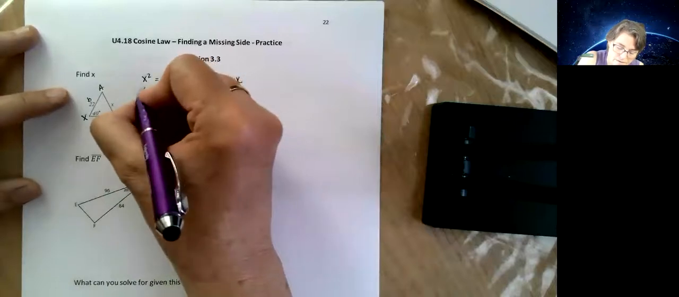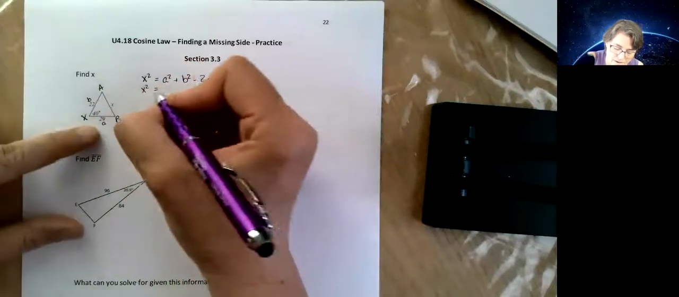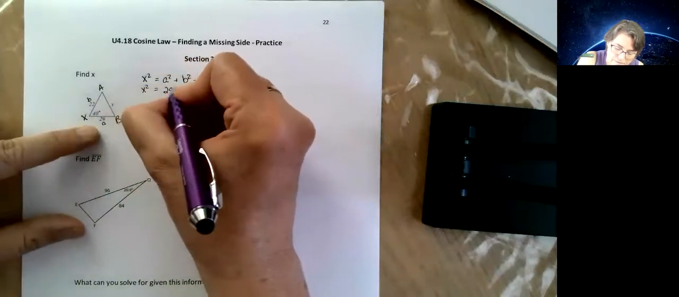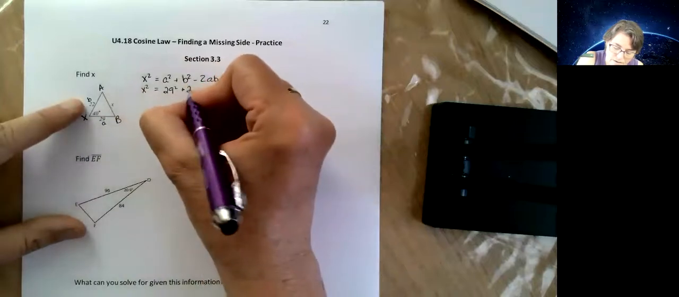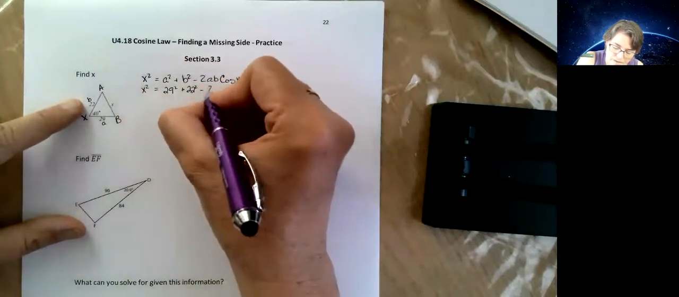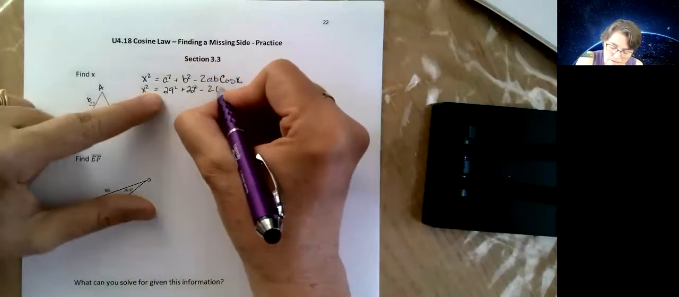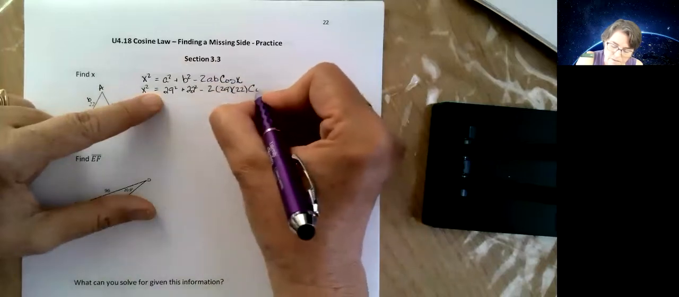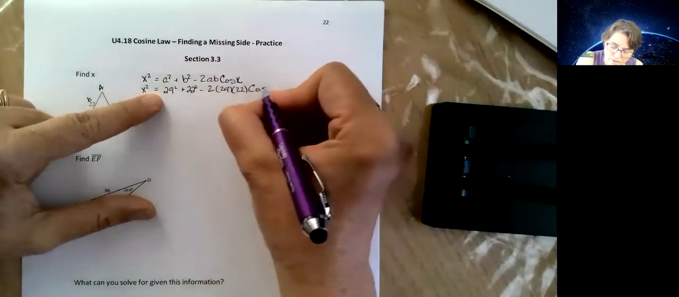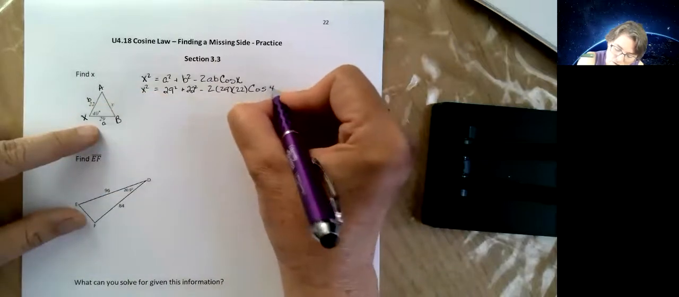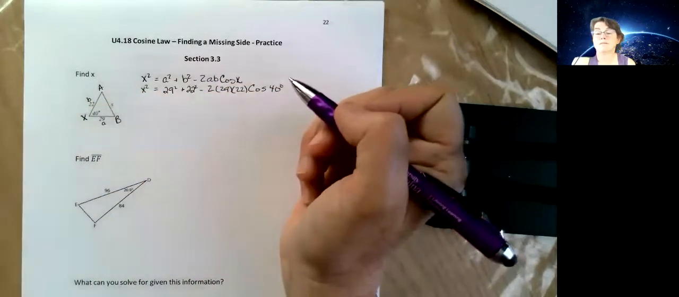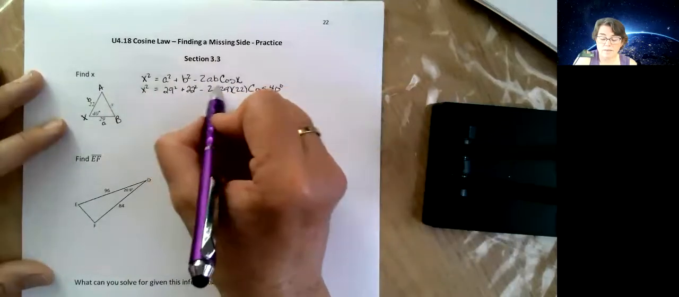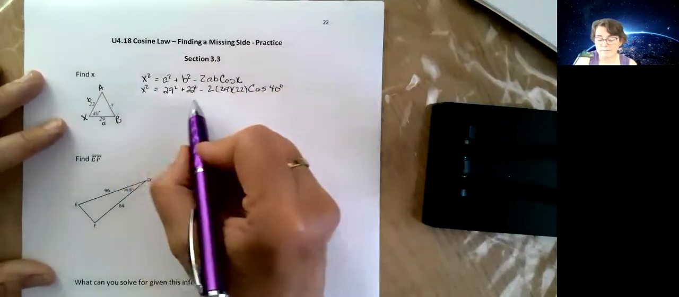Now x squared equals A, which is 29 squared, plus B, which is 22 squared, minus 2 times 29 times 22 cos x, where x is 40 degrees. Now, if you didn't use A and B, it really doesn't matter, as long as you use two other letters and you repeat it, because once you do the substitution, your line should look exactly the same as mine.